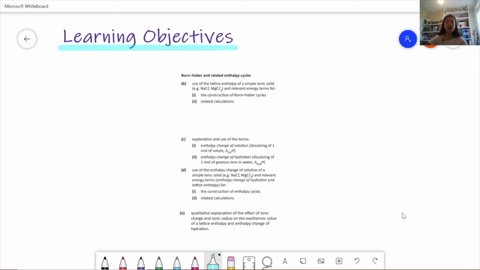And then we're going to use the enthalpy change of solution of a simple ionic solid for the construction of enthalpy cycles and related calculations. And lastly, we'll be looking at the explanation of the effect of ionic charge and ionic radius on the exothermic value of a lattice enthalpy and enthalpy change of hydration.